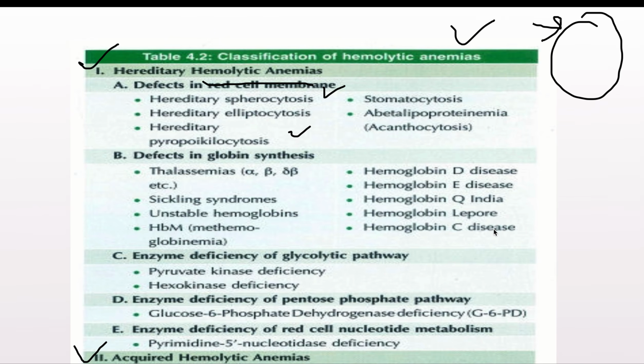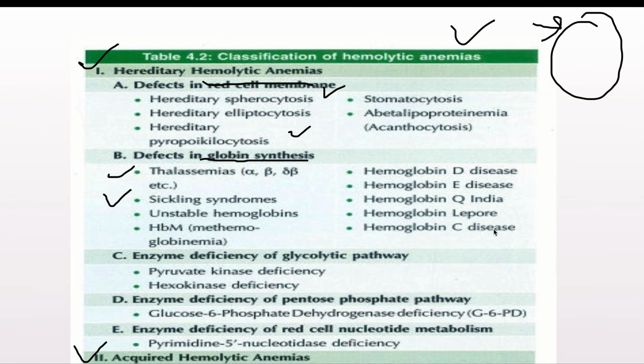Going to the defect in globin synthesis. So globin is a protein, we already discussed, in the hemoglobin, one is heme, then there is the globin. So if there is a defect in the globin, then also there can be hemolysis. So it can be like in thalassemia, like in sickle cell anemia.